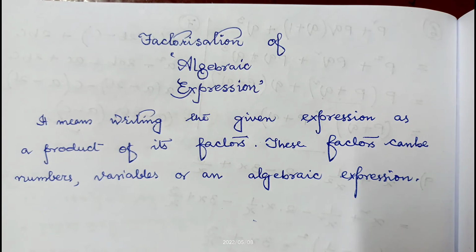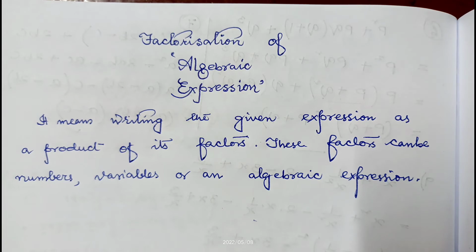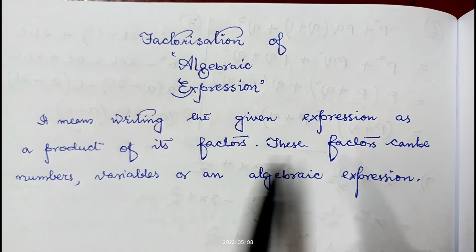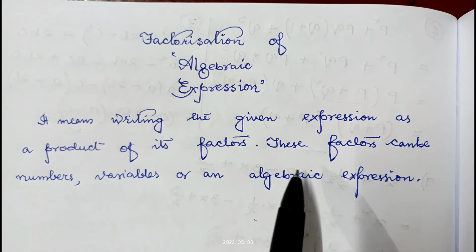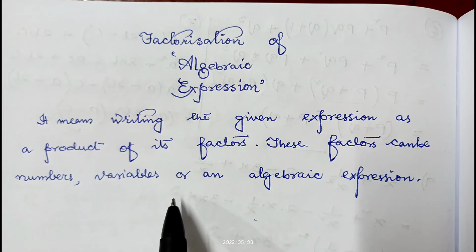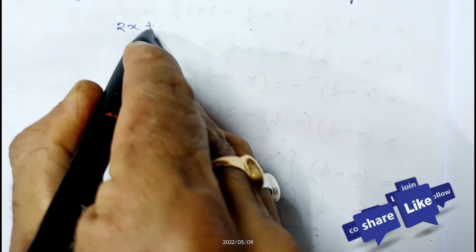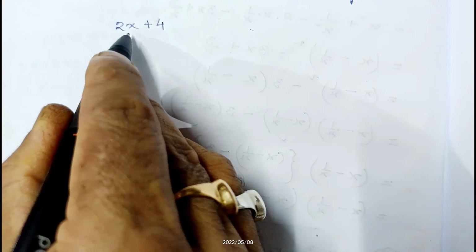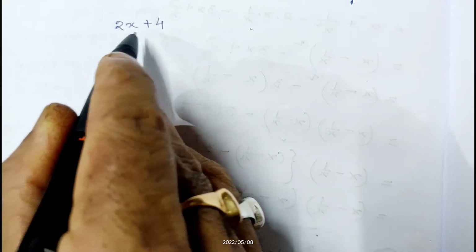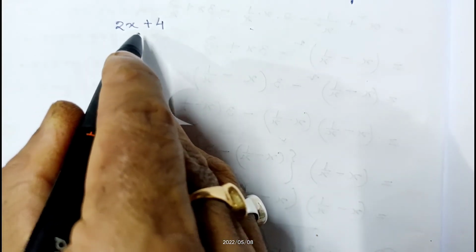Now what is factorization? It means writing the given expression as a product of its factors. These factors can be numbers, variables or an algebraic expression. Say for example, 2x plus 4 is an algebraic expression. Now, if I can express this as a product of its factors, then that will be factorization.